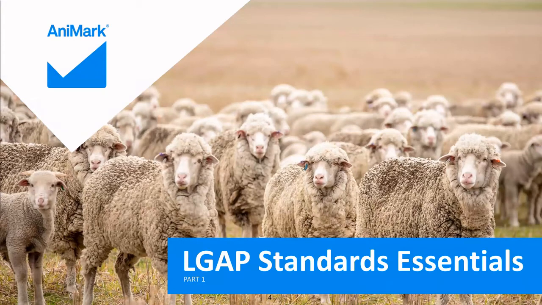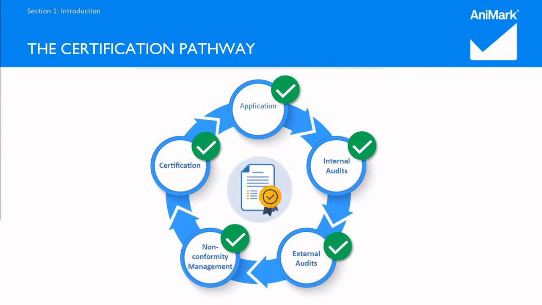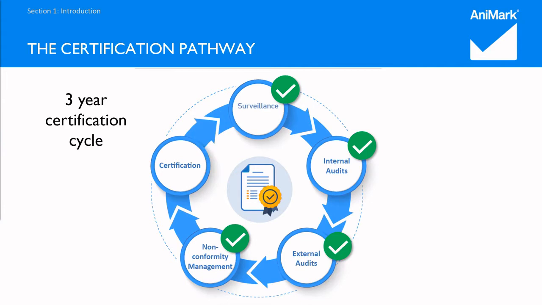Let's get started with part 1 of this training session on LGAP Standards Essentials, with a bit of a recap from our previous sessions. If you recall, in order to become certified under LGAP, there are a series of steps you need to follow, which start with an application and self-assessment process, then progress through to internal and external audits, the correction of non-conformities, and the awarding of certification. Certification is awarded for 3 years and requires ongoing surveillance activities to be undertaken, primarily through regular internal and external audits, as well as non-conformity management, which can lead to an escalation of non-conformities if they are not resolved satisfactorily.